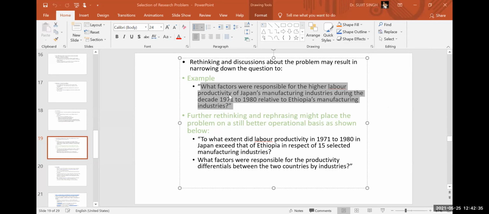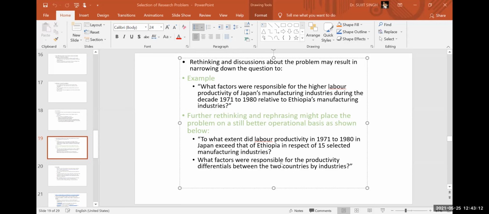that this statement defines the specifics. What productivity? That is labor productivity. Which industries? Manufacturing industries. And time period 1971 to 80. You may be able to get the data from both the countries, from the manufacturing industry, about the labor productivity, and you can compare the tools applied by them and the tools applied by Ethiopia.